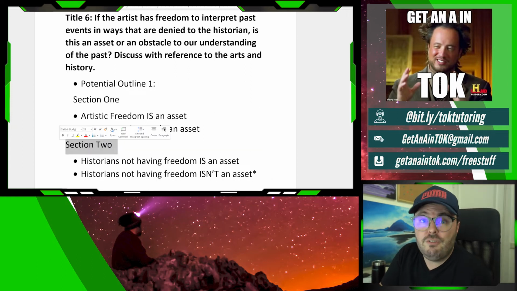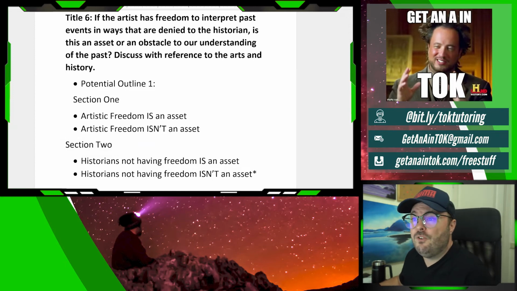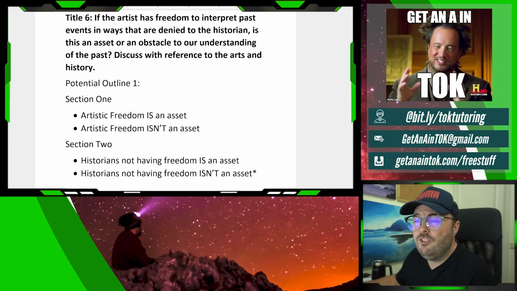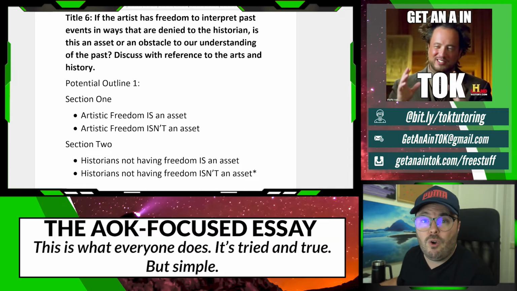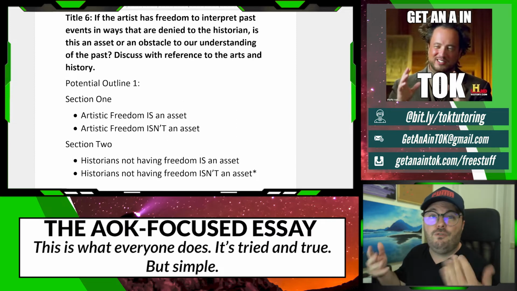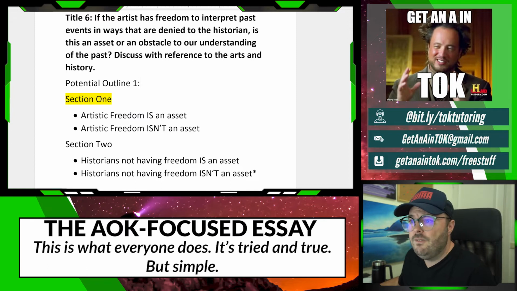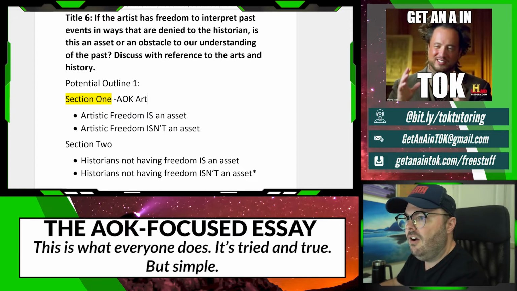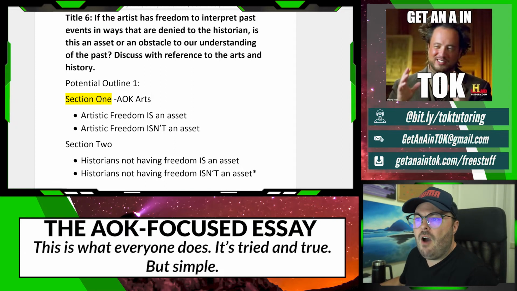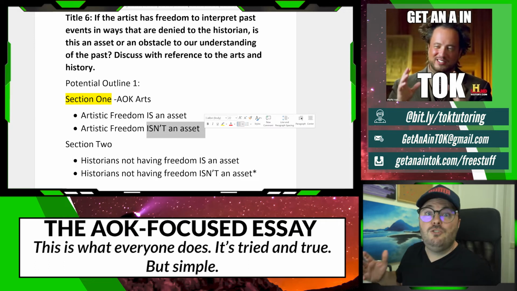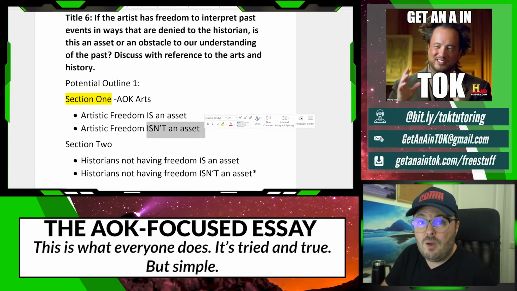Now I'm going to show you 2 different ways of organizing this. The first way is kind of an AOK-focused way, and this is what most people do, and I'm publishing a video really soon about 2 different ways of organizing your TOK essay. Check it out, I'll link it in the description if I publish that one first, but this is a traditional way, and this can be used for virtually every essay, and it's this. You're going to have your first section, and you're going to talk about art, okay? So section 1, AOK arts. You're going to say how artistic freedom is an asset, then how artistic freedom isn't an asset. Super easy, super simple. I think you can see why most people will do this.